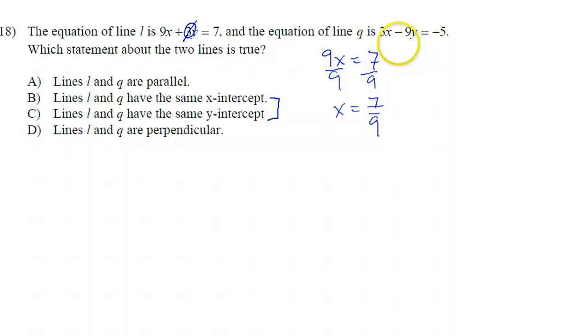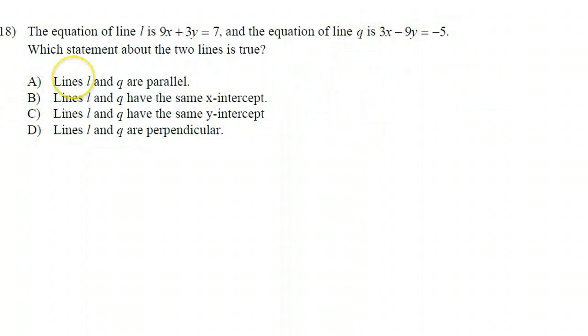I'll check this one because we want to see, are they the same? So plugging in 0 for y gives me this. And if I divide by 3, we get x equals negative 5 over 3. And we look, are they the same? And no, they're not. This one's 7 over 9. This one's negative 5 over 3. So they're not the same, so it's not B.